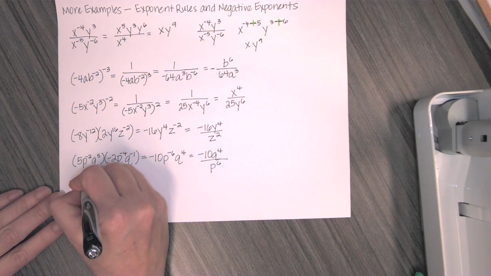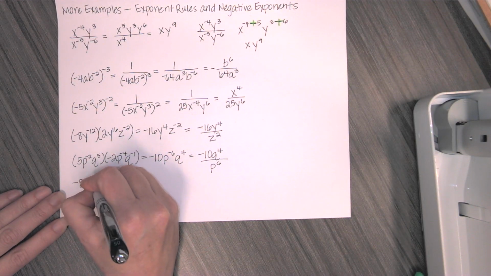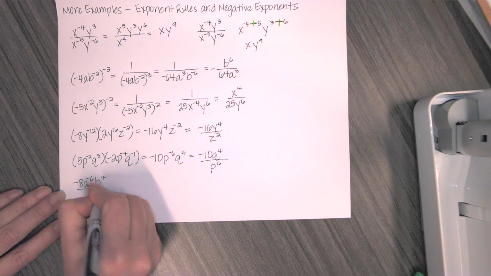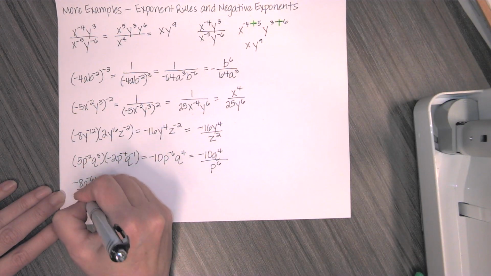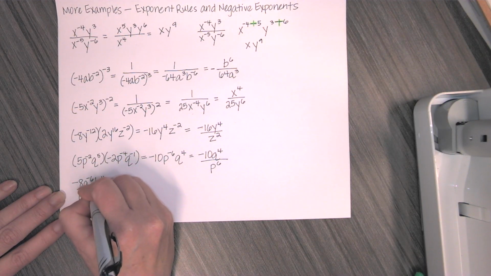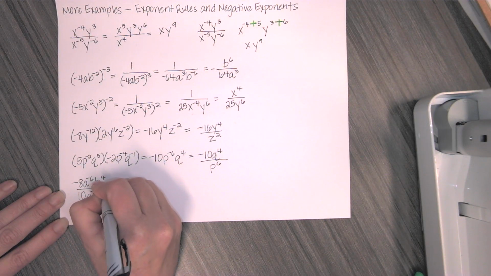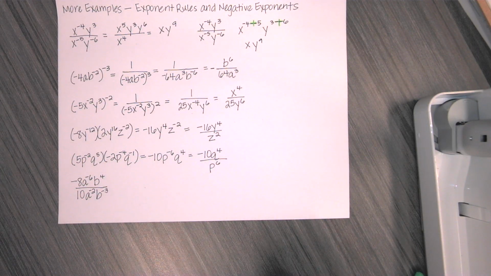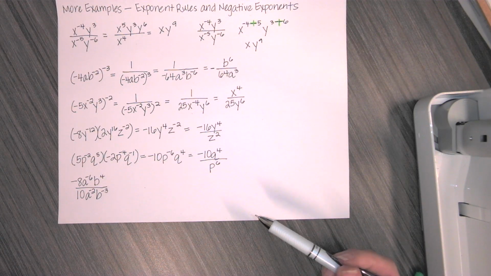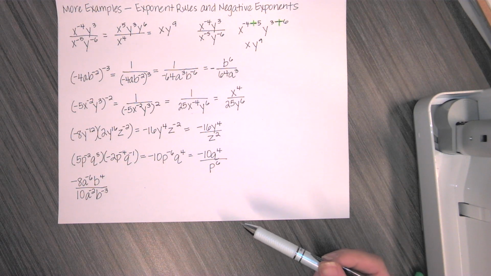Negative 8, a to the negative 6, b to the 4th, over 10, a to the negative 2, b to the negative 3. Yuck. All right, we've got a lot going on here, and that's okay. We're just going to follow our rules. Again, there's a lot of ways we can go about this.